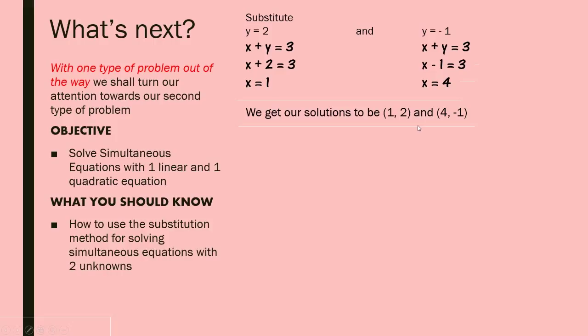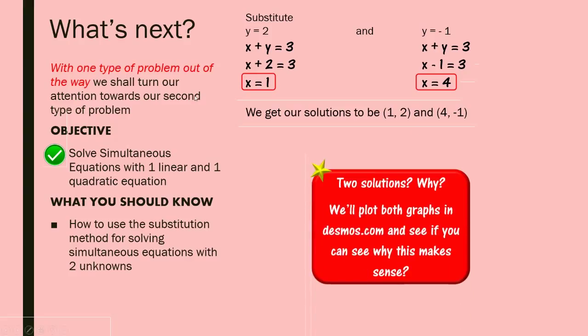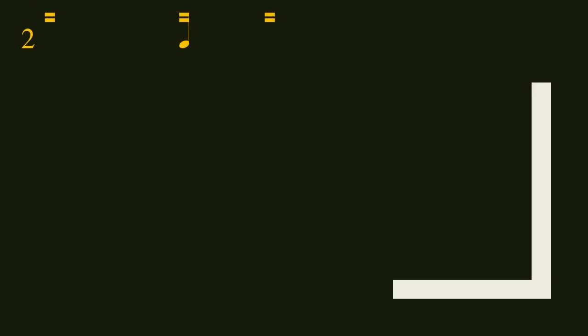And I'll show you what this looks like as part of a graph. So we'll have got our solutions, but I'll show you why this makes sense, why there are two solutions. You can plot them yourself on Desmos.com and see if it makes any sense. But I'll show you what it looks like here.